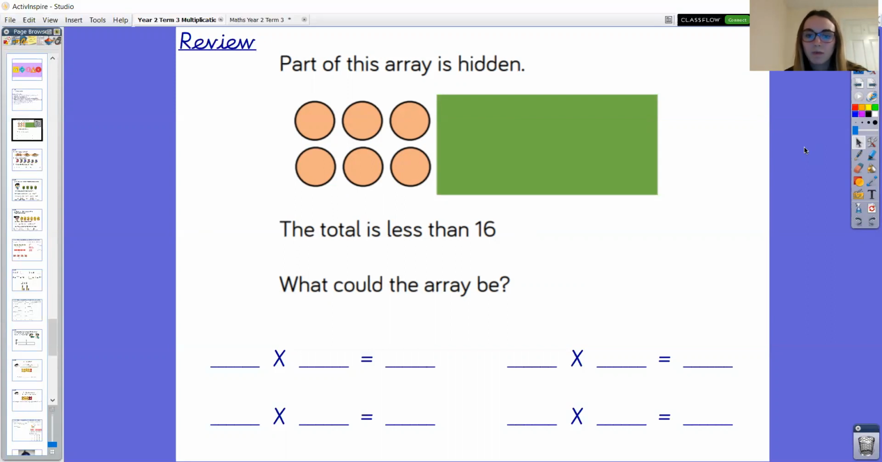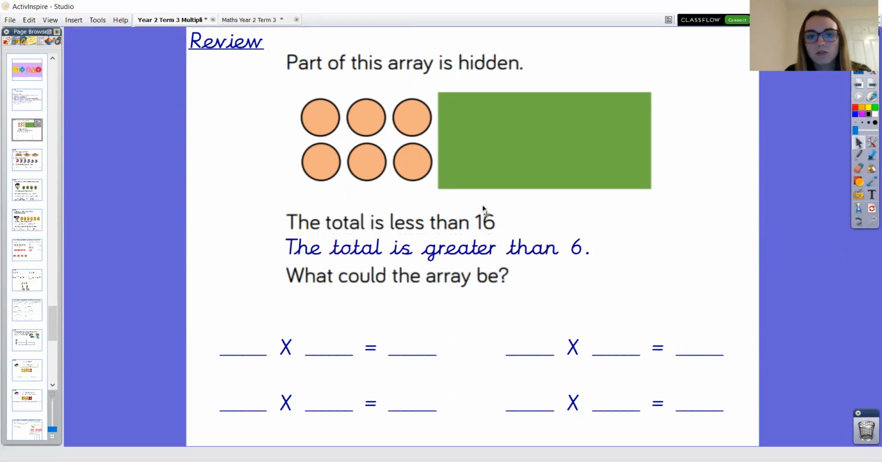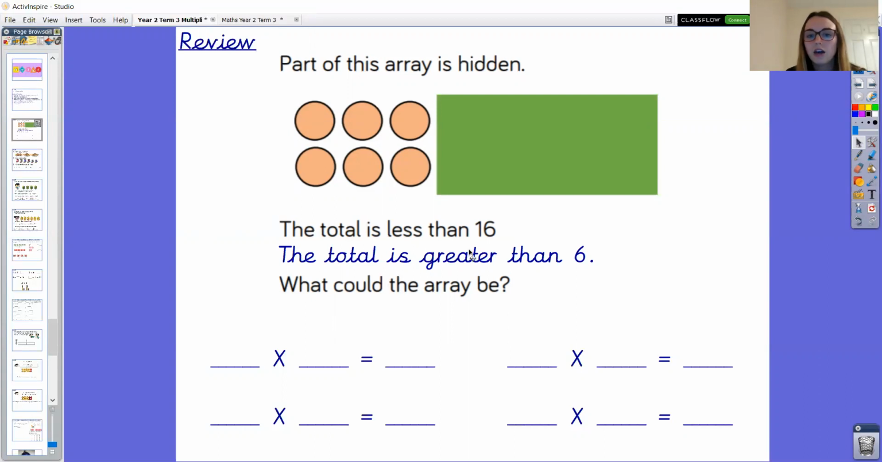So I'm going to share my thinking with you before you pause the video to explore this. I can see that there are 2 rows in this array, and I can see that there are 1, 2, 3, 4, 5, 6 counters altogether so far. So I know the total is less than 16, but it's got to be greater than 6. So the total is less than 16 and the total is greater than 6.